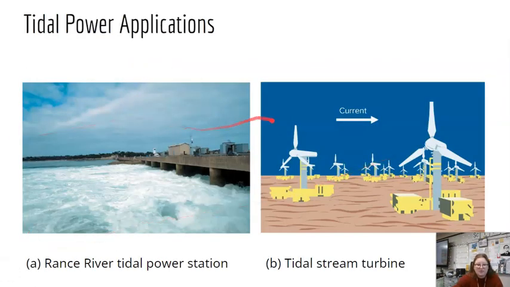So again, this would be a normal tidal power station that just looks like a dam or a barrage across the water. And then this is a tidal stream or current setup, which only one currently exists.